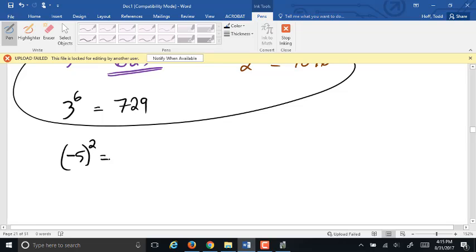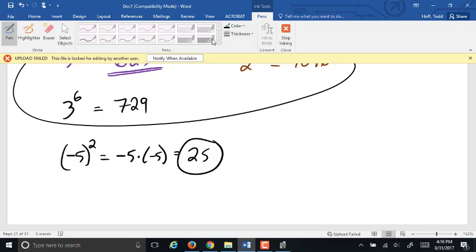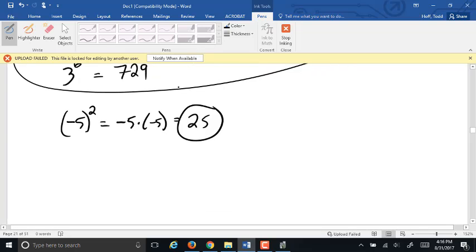What is negative 5 squared? Well, that's negative 5 times negative 5. What should it be? Positive 25. A negative times a negative is a positive, right? So those of you that have your calculators with you, I want you to try that, because there's actually a very common error that happens in calculators with this one.